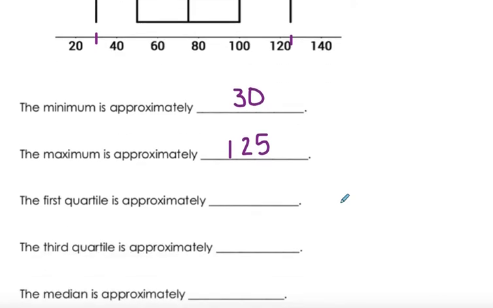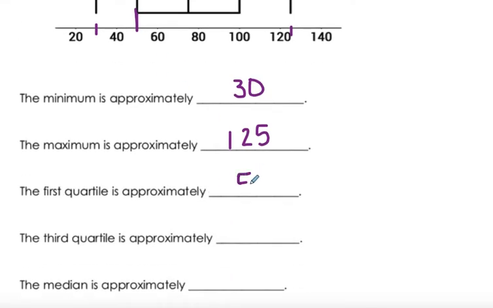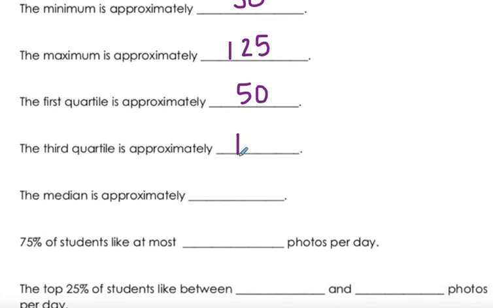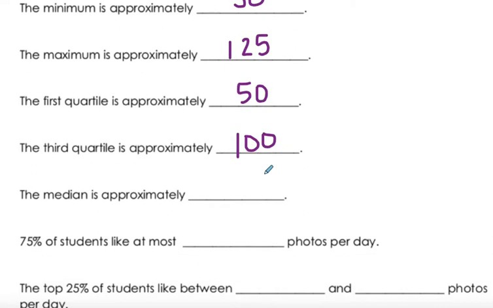Now, remember, we want to be able to tell where the first quartile and the third quartile is. So the first quartile is this line right here. This is our Q1. That's what we're going to call it. So that appears to be at 50. And the third quartile, or the upper quartile, we're going to call Q3, is right here at 100. The median, the middle number of our data set, is right about here. We're going to say that's about 75.